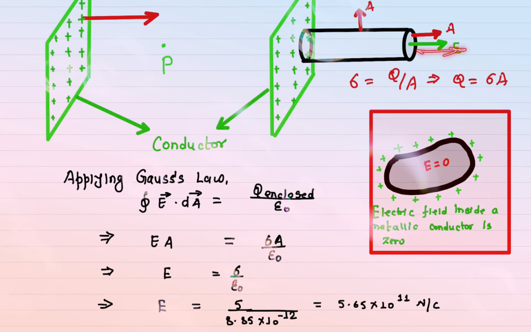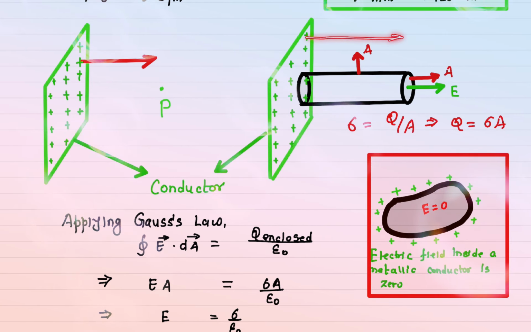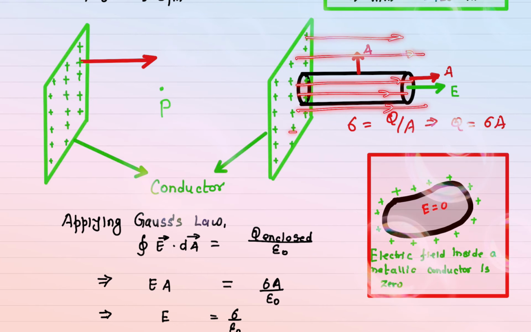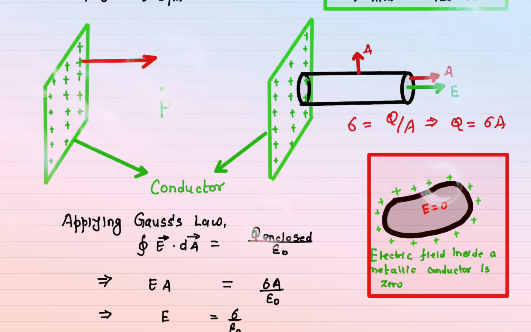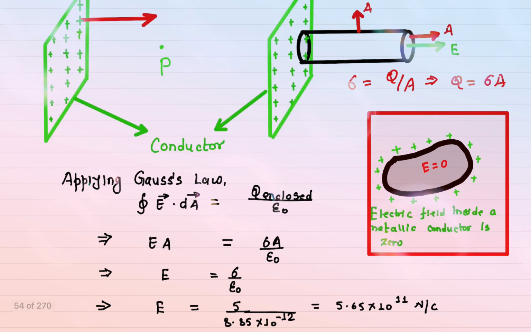Why is the electric field parallel at all points? The electric field is always perpendicular to the surface. If I choose any point, the electric field is parallel to the area vector in this case. It doesn't matter at which point you choose, the electric field and the area vector are always parallel. So the total flux that is passing through the cross-sectional area is EA.